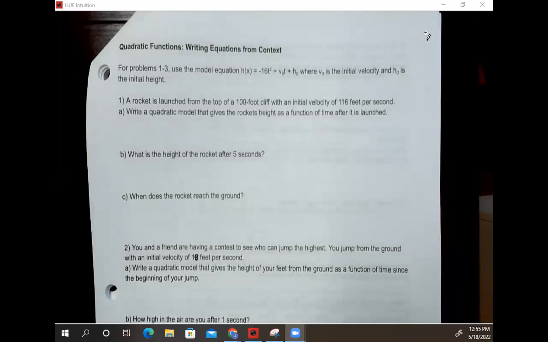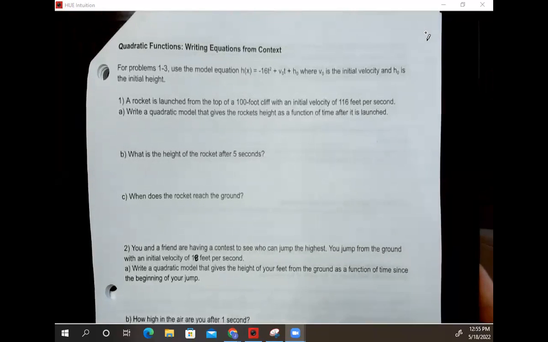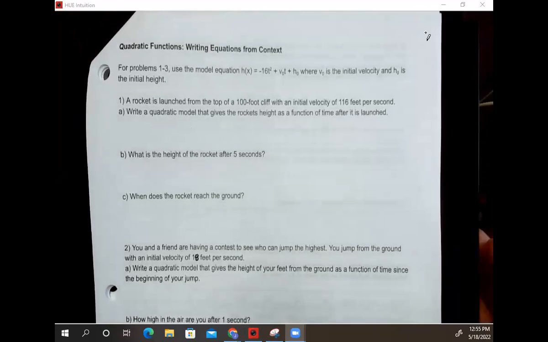As we talked about before, a lot of times when we're modeling with quadratic functions, we're looking at some kind of projectile. So something is being launched or thrown or hit into the air, and it's going to go up and come back down. So we're going to see a lot of projectiles today.